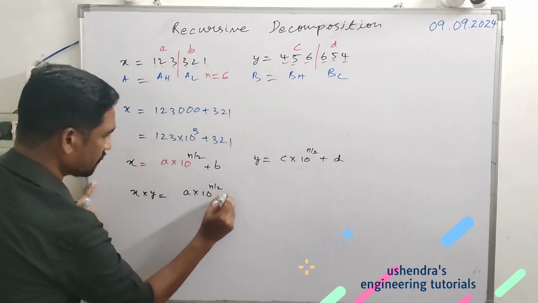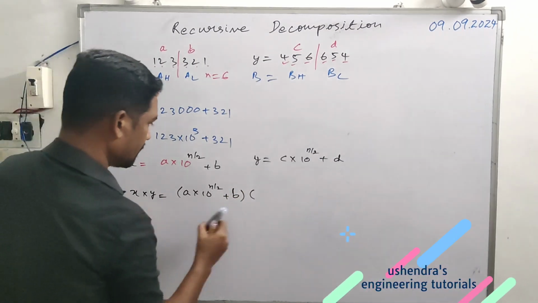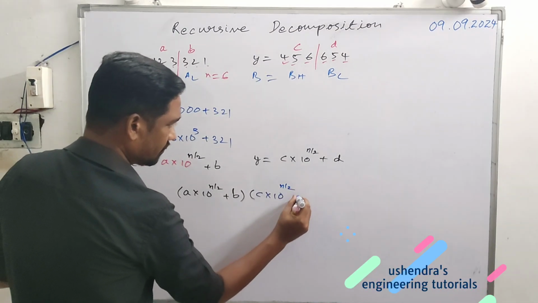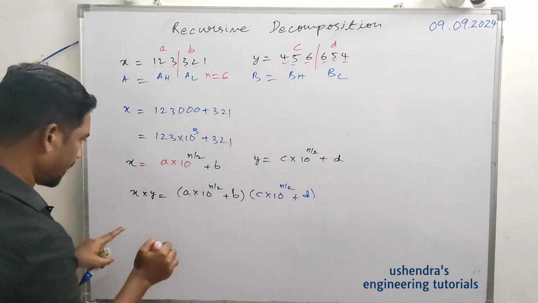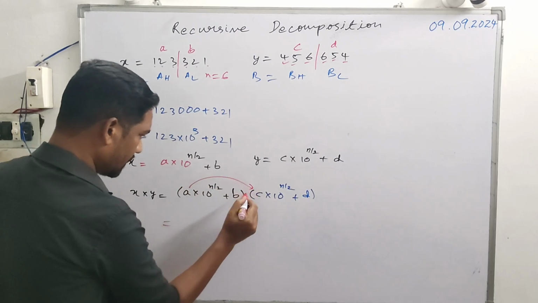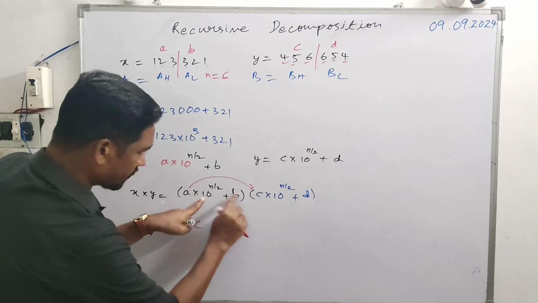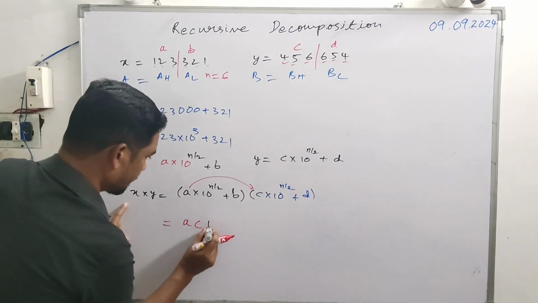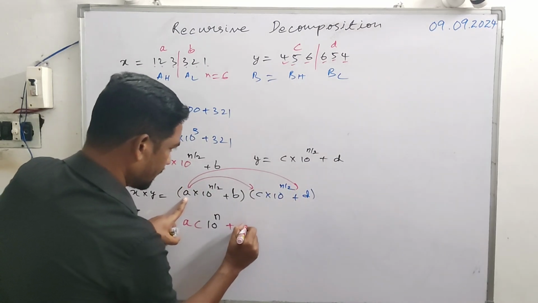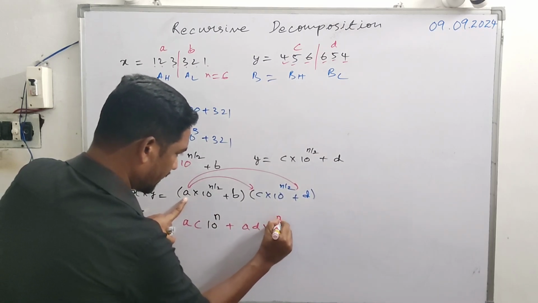All right, and when we compute the multiplication x into y, we have A into 10 raised to n by 2 plus B, multiplied with the number y, C into 10 raised to n by 2 plus D. So multiplying each and every term with this, with x into y, we have A into C into 10 raised to n by 2 into 10 raised to n by 2, that gives us 10 raised to n itself, plus this into this, it's A into D into 10 raised to n by 2.